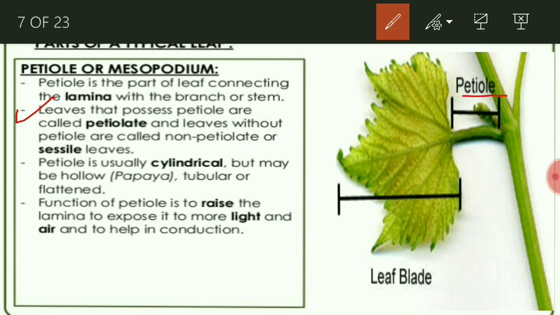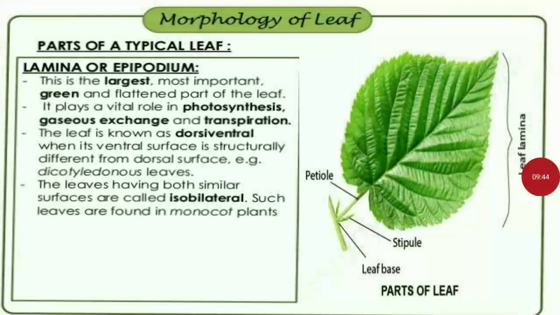In papaya, the petiole is hollow, tubular and flattened. What is the main function of the petiole? It helps to raise the lamina, exposing it to more light and air, and also helps the plant for conduction. The third part is the lamina, also known as epipodium.